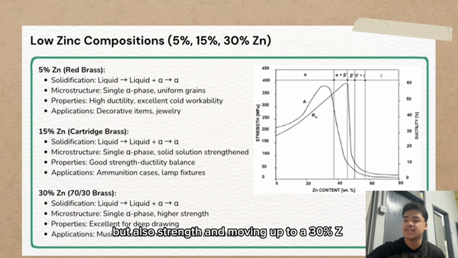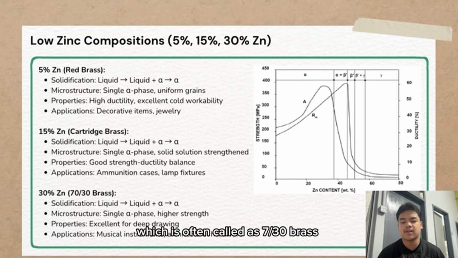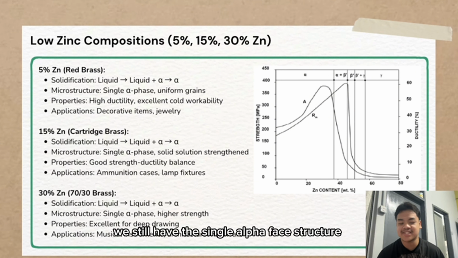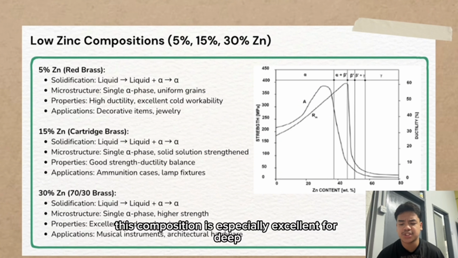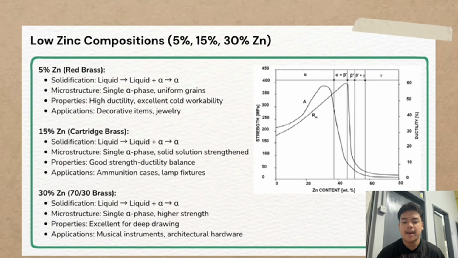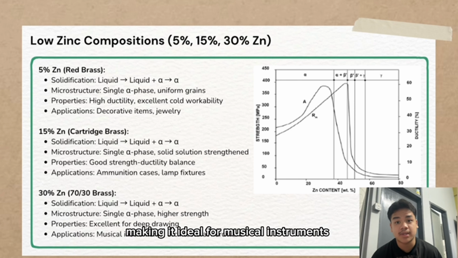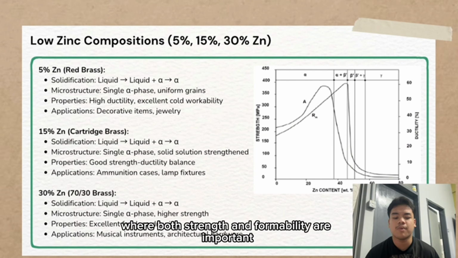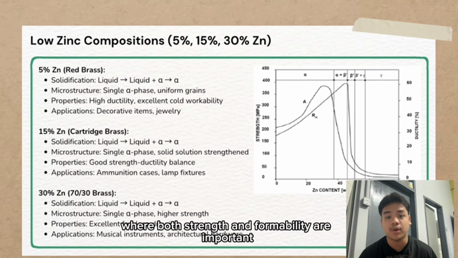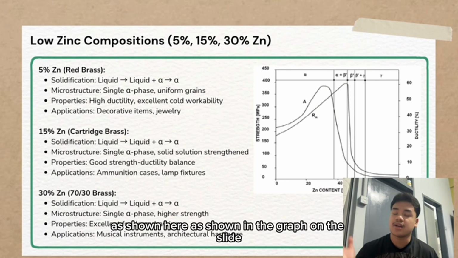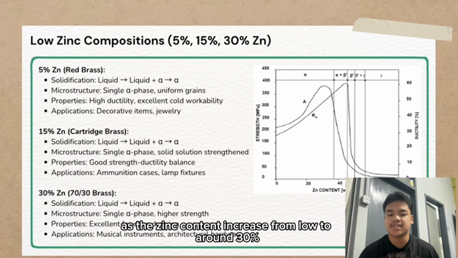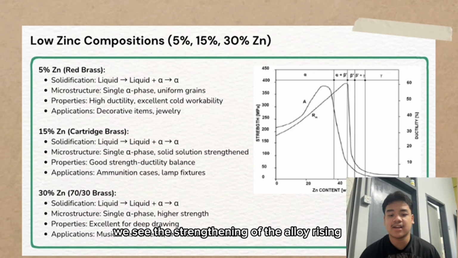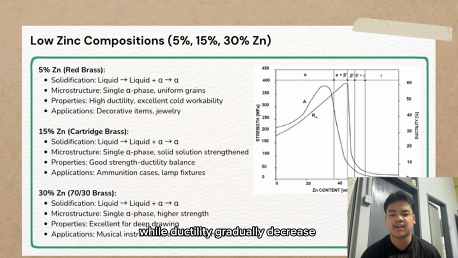And moving up to 30% zinc, which is often called 70/30 brass, we still have the single alpha phase structure, but now it offers higher strength. This composition is especially excellent for deep drawing processes, making it ideal for musical instruments and architectural hardware where both strength and formability are important. As shown in the graph on the slide, as the zinc content increases from low to around 30%, we see the strength of the alloy rising while ductility gradually decreases.